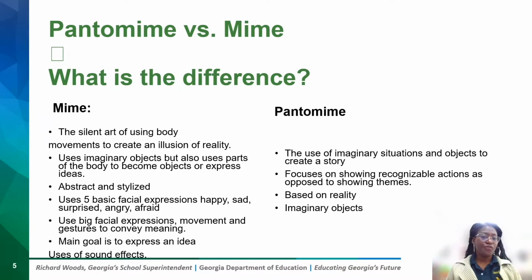We then define pantomime and mime and look at the differences and the similarities. So, what exactly is pantomime? What exactly is mime? Well, pantomime is the use of imaginary situations and objects to create a story. The artist usually works with imaginary objects, and the main goal for a pantomime performance is to focus on recognizable actions as opposed to showing themes.